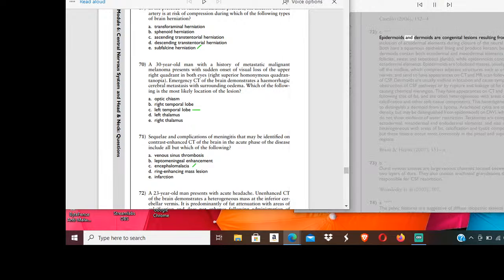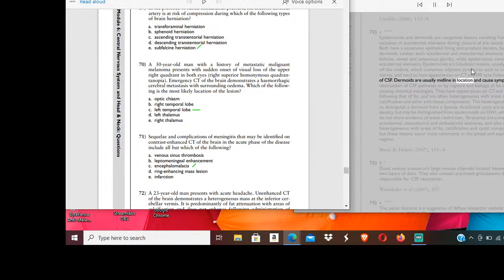C. Epidermoids and dermoids are congenital lesions resulting from inclusion of ectodermal elements during closure of the neural tube. Both have a squamous epithelial lining and produce keratin, but dermoids contain both ectodermal and mesodermal elements, hair follicles, sweat and sebaceous glands, while epidermoids contain only ectodermal elements. Epidermoids are lobulated masses, usually located off the midline, which compress adjacent structures such as cranial nerves, and tend to have appearances on CT and MRI following that of CSF.